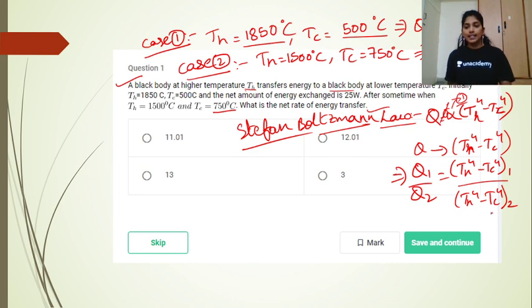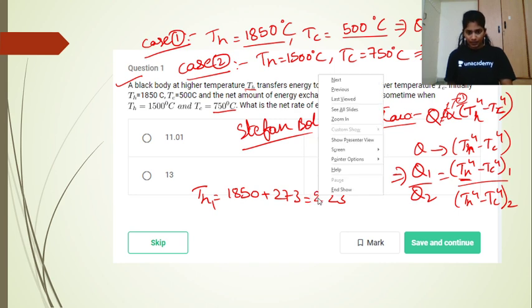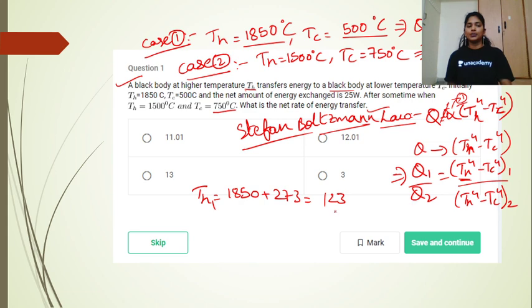Okay. So for calculating this, the most important thing, TH, the temperature of the hot fluid, should be in degrees Kelvin. So TH1 is equal to 1850 plus 273. What you will be getting? 2123, right? So this is 2123 Kelvin, right? And TC1 is equal to 500 plus 273, which is 773 Kelvin. Okay. So this is for TH1 and TC1.